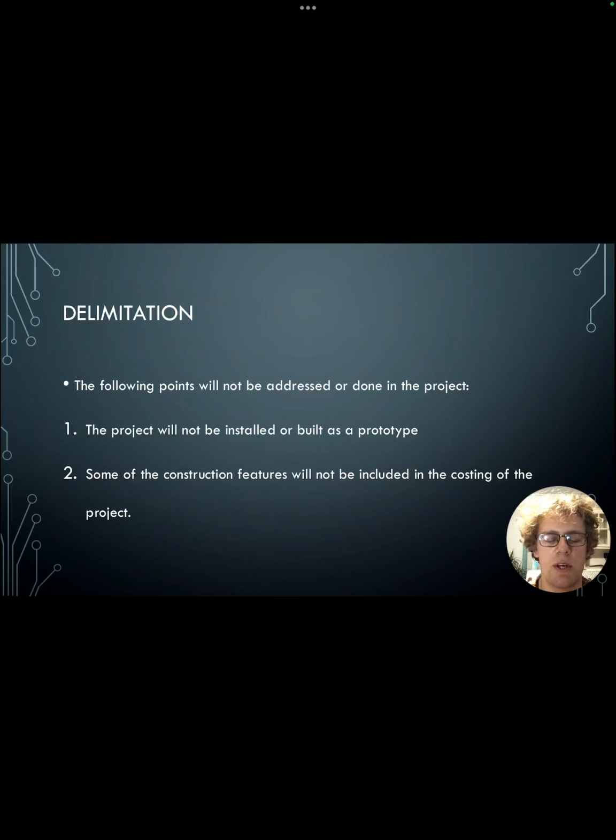So the first delimitation point is the project will not be installed or built as a prototype. And secondly, some of the construction features will not be included in the costing of the project. So this is simply a theoretical project. It's an academic project, so it does not have to be implemented in an actual location or rural hospital. And secondly, the construction of the project in terms of building materials and construction layout and scale of construction is not going to be completely addressed in terms of costing and specifications.